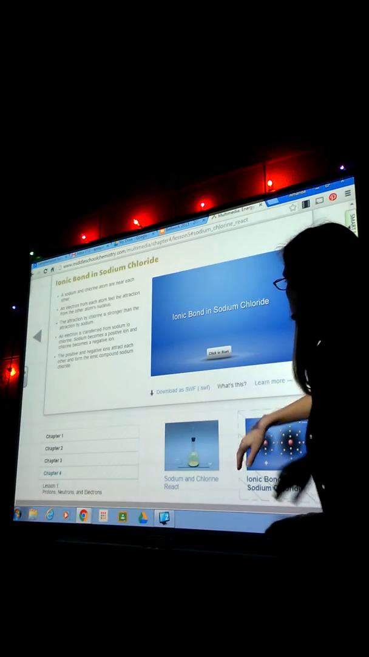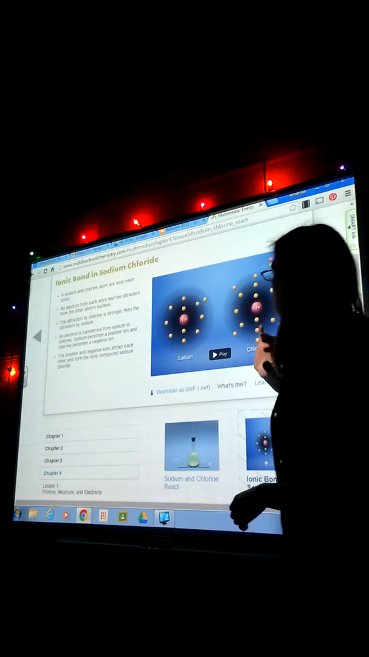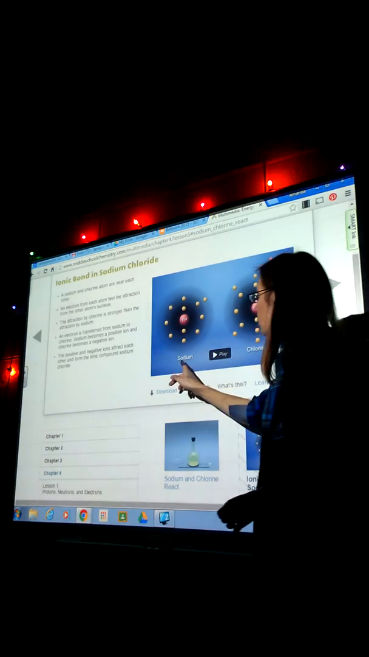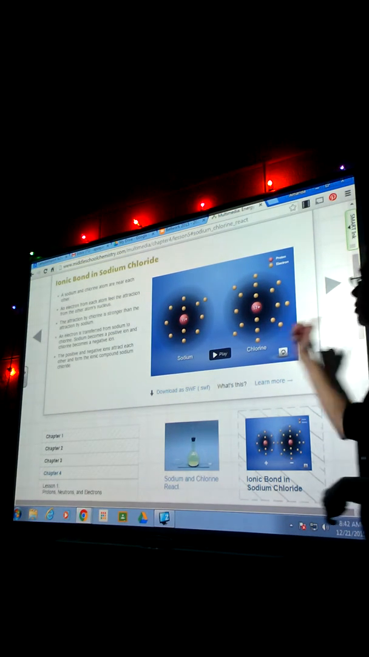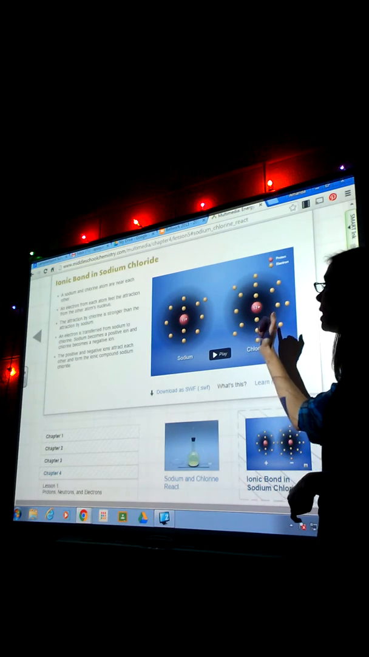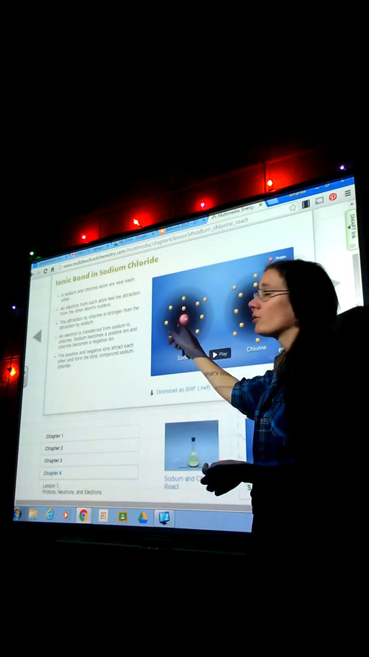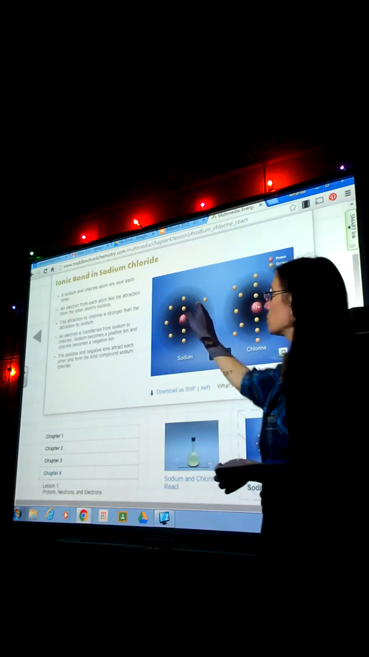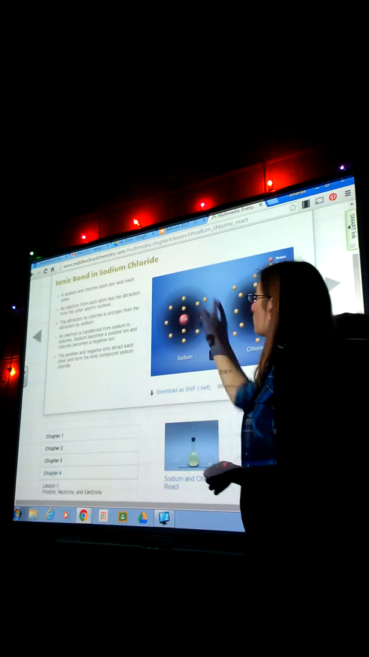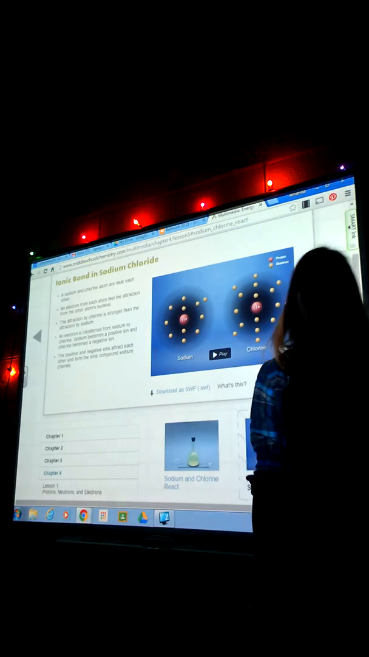Now what would that look like as an animation? Here we have sodium. Sodium on the periodic table is atomic number 11. So how many protons does sodium have? 11. And chlorine has 17 protons. And we know that however many protons there are, that's how many electrons there are. So you can see here, sodium has its first energy level filled with 2. The second energy level is filled with 8. And the third energy level is filled with just that 1. It's hanging out there.